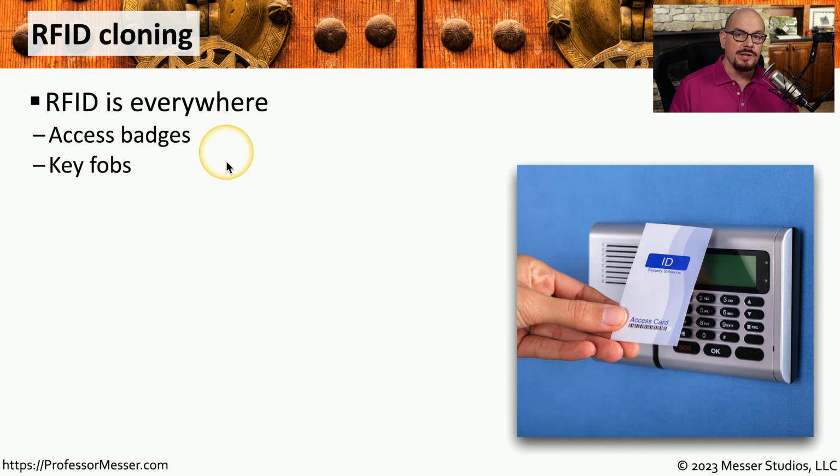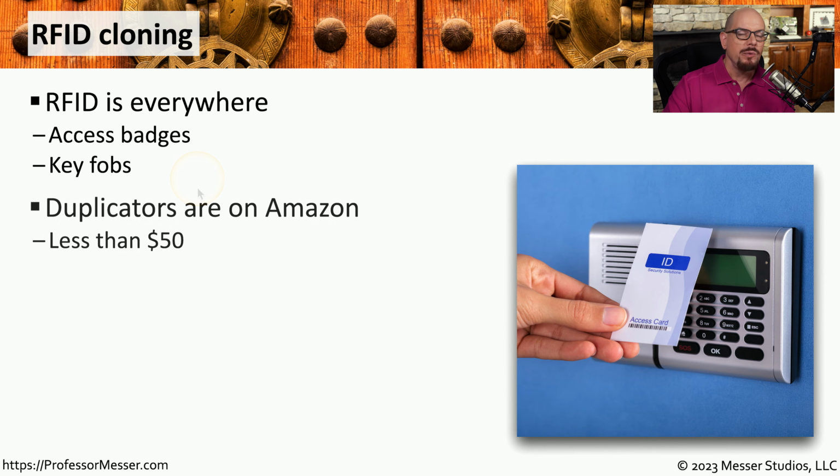Another useful physical attack is RFID cloning. We use RFID very often for access through doors. So access badges and key fobs commonly have RFID as the underlying technology. If we were able to clone or duplicate someone's existing access badge, we would effectively have full control over exactly the same areas that they do. This is a lot easier than you might think.